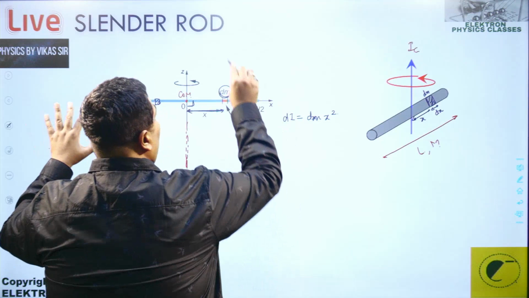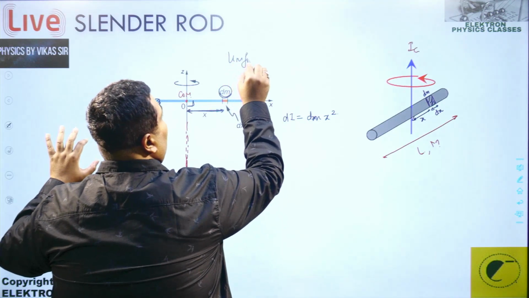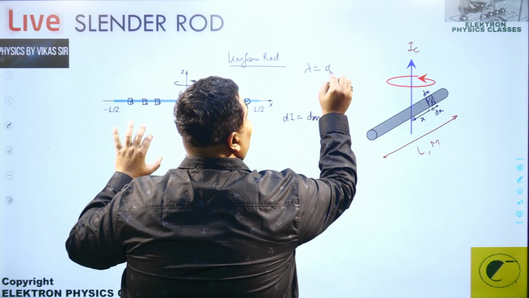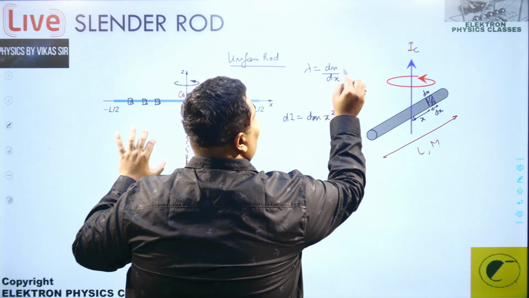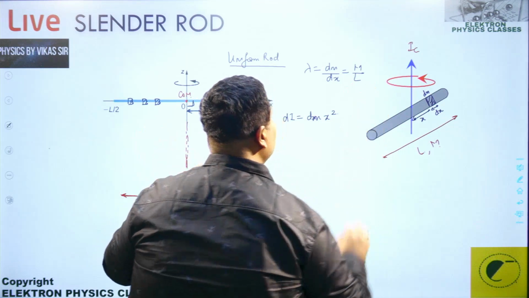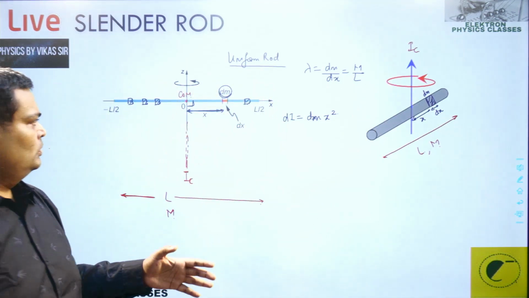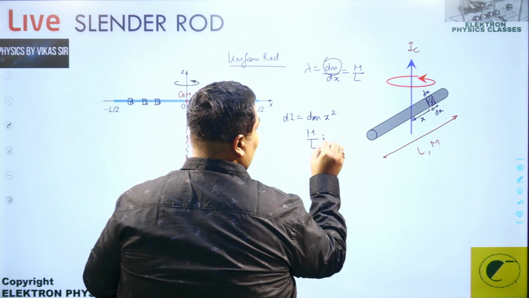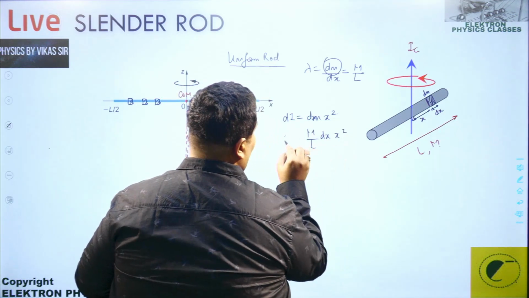It's a uniform rod. So I can use lambda, dm upon dx, as equal to m upon L, since it is uniform. So I can write dm as m upon L into dx, and into x square. That's the value for dI.